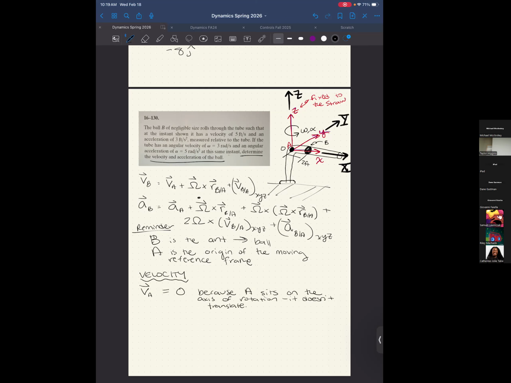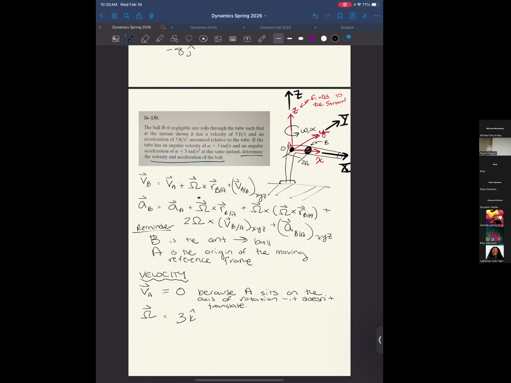Okay. What is omega? That's the amount. Yep. And so if I do my right hand rule and I curl it in this arrow, my thumb points in the positive Z direction. So that's going to be 3 K hat. Beautiful. And so remember, omega here is the angular velocity of the red frame, which is the same as the angular velocity of the straw or the tube.